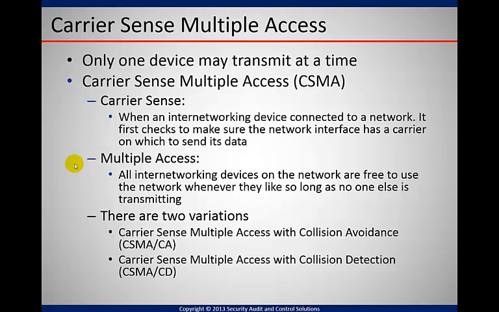You have carrier sense multiple access, CSMA. Carrier sense is when an internetworking device connected to a network first checks to make sure that the network interface has a carrier on which to send its data. Multiple access means all internetworking devices on the network are free to use the network whenever they like, as long as no one else is transmitting. There are also 2 variations on this: carrier sense multiple access with collision avoidance, CSMA/CA, and carrier sense multiple access with collision detection, CSMA/CD.